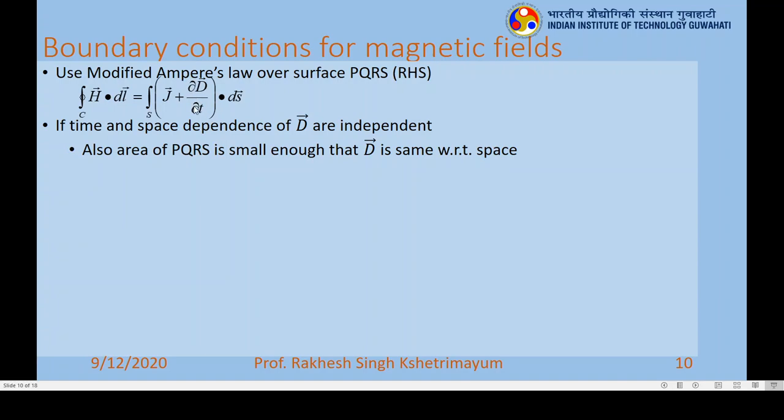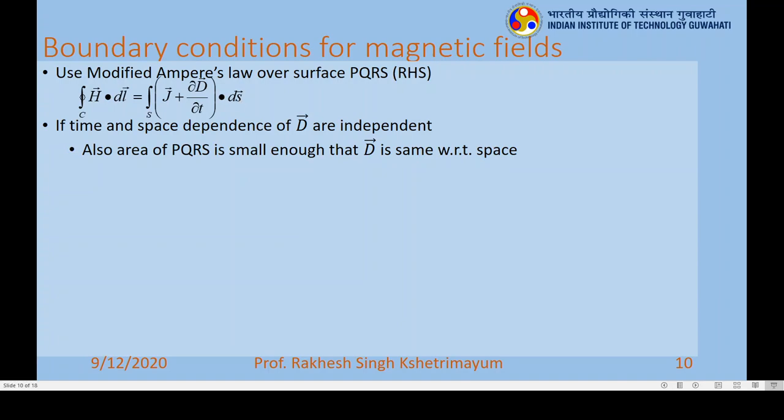First thing is that, as I've already told you in the last class, in the previous discussion also, you have partial derivative with respect to time. You also have surface integration. One is time dependent, another is space dependent. But in EM theory, most of the time we consider time and space are independent.